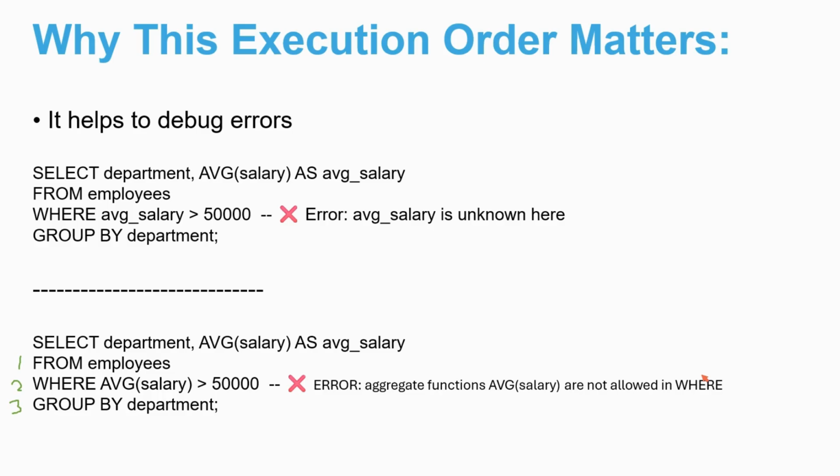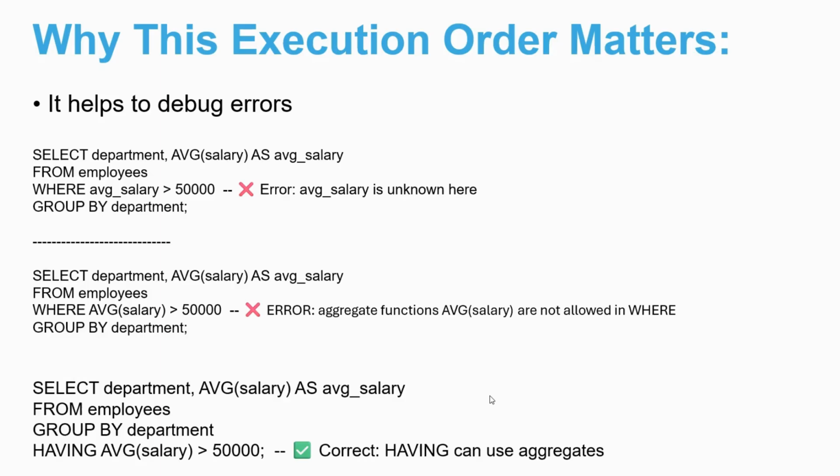We know the sequence of the execution. That's why we know, okay, this average salary would not work with the WHERE clause. So the correct way to write the query is to use the GROUP BY and filter your answer using the HAVING clause. No need to use WHERE, instead use the HAVING clause. So if you know the query execution sequence, then it will help you to debug the error.